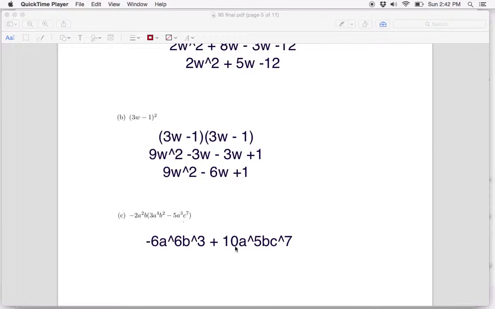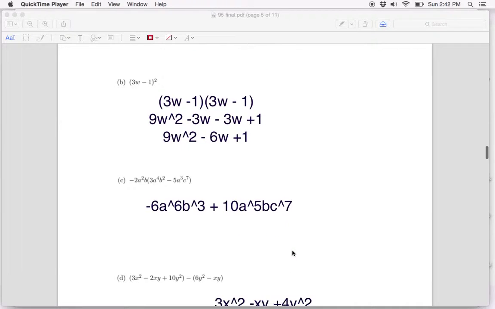2 times 5 is 10, a squared, a to the third gives us a to the fifth, b, and then no more b's here, so we have a b, and then we don't have any c's, and we have c to the seventh, so we keep our c to the seventh there.